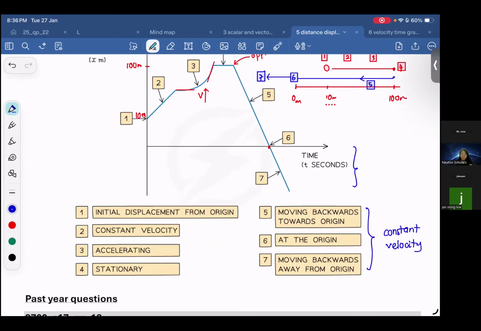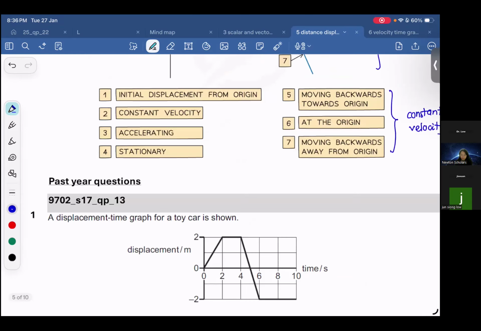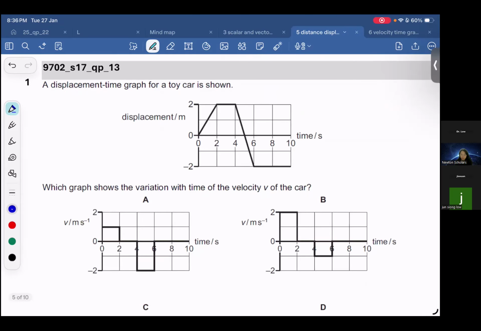Then if clear, we will try to do past year questions. Okay, test our understanding by using past year questions. So we go to question number 1 here. Okay, this is a displacement time graph. So you need to interpret the velocity. Which graph shows the variation with time of the velocity v of the car?